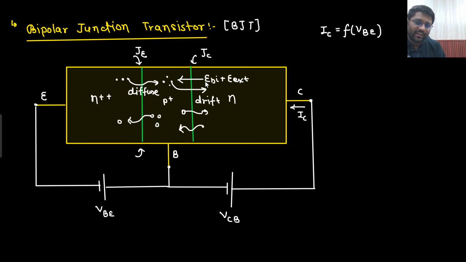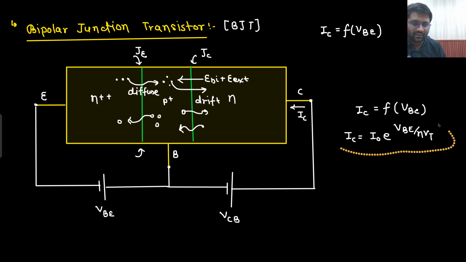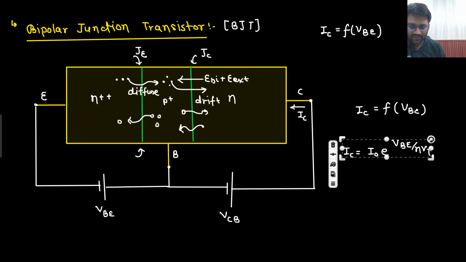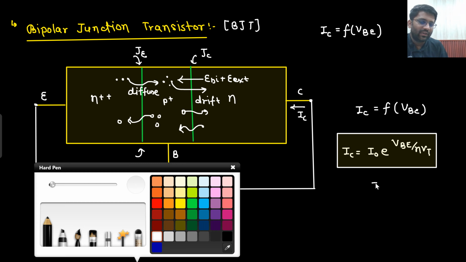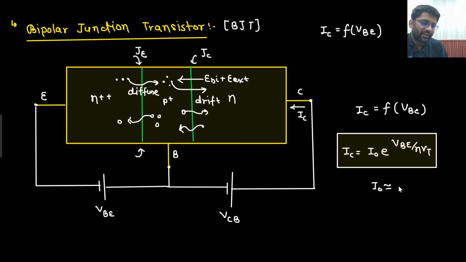Here they will diffuse and then here they will be drifted, and a good amount of current would flow, and this current would surely be a function of VBE. The relation comes out to be IC equals I naught e to the power VBE by eta Vt, where Vt is the thermal voltage. I naught is known as reverse saturation current. You don't need to care about I naught; it is some fixed current.